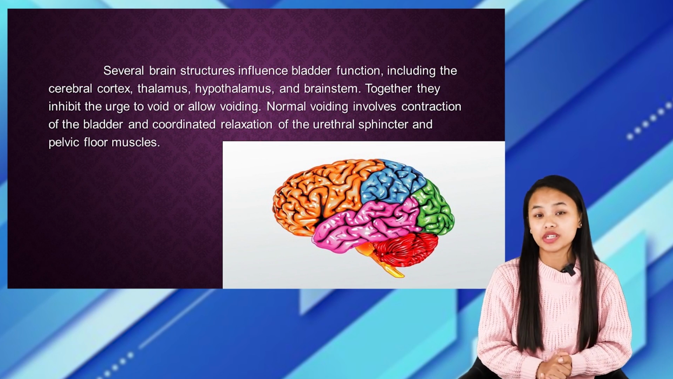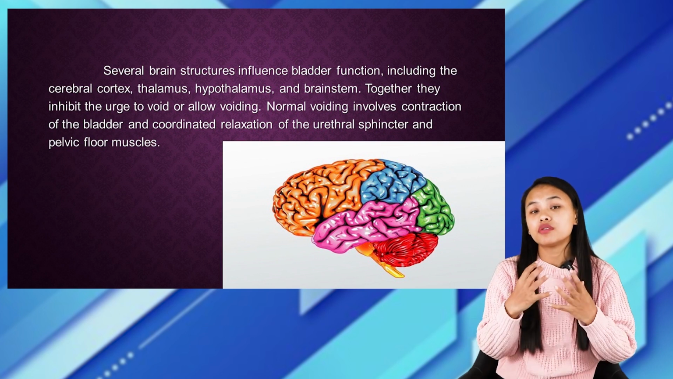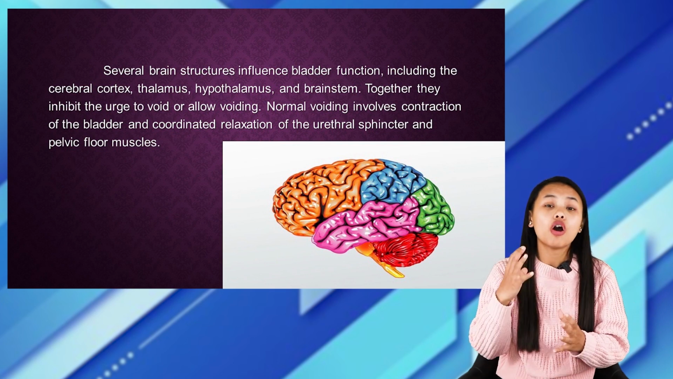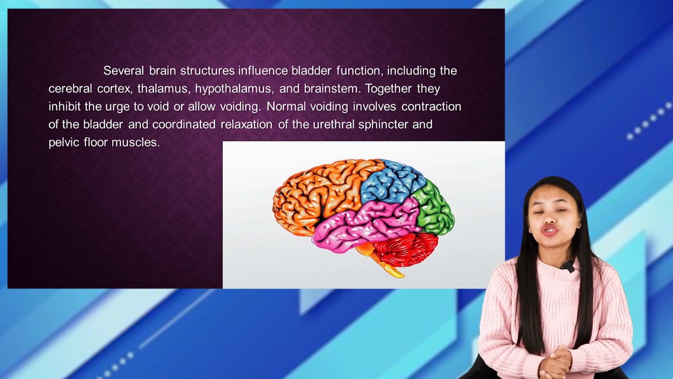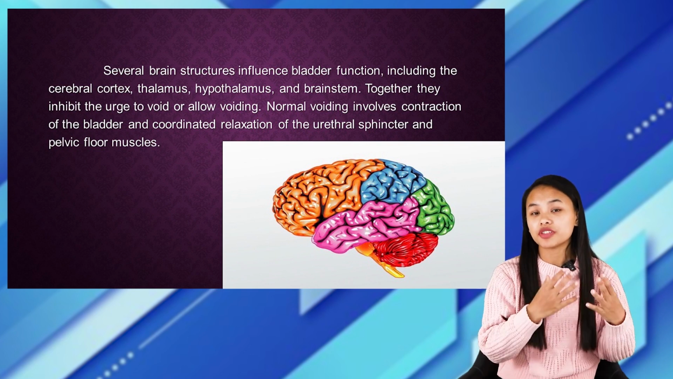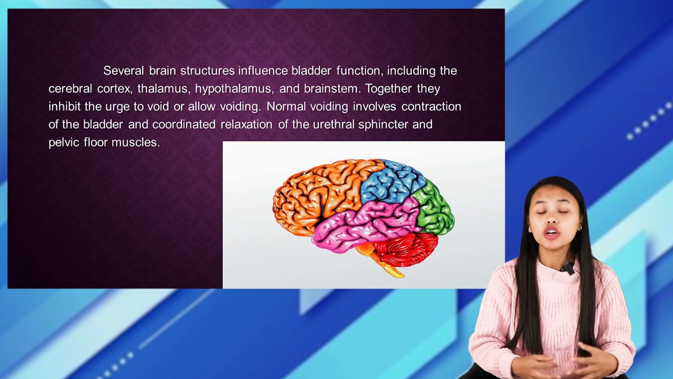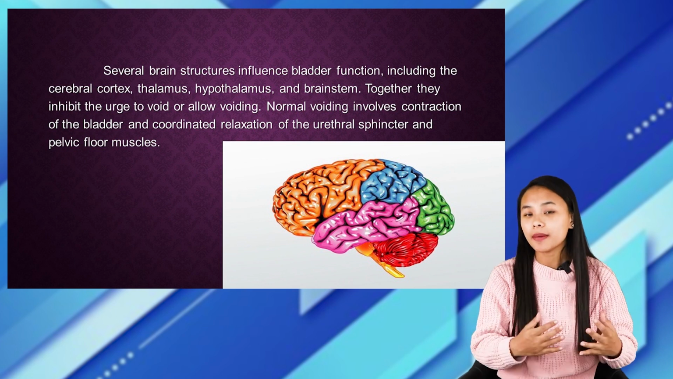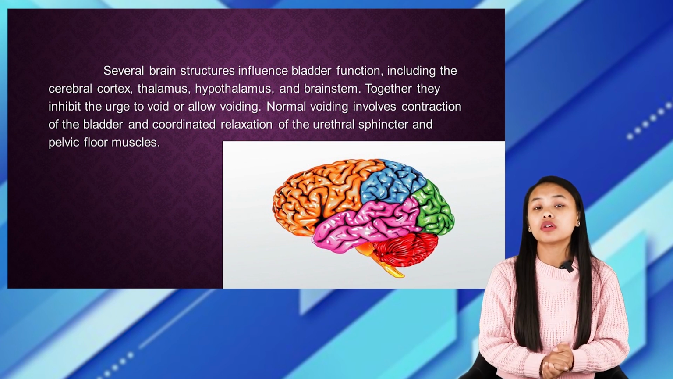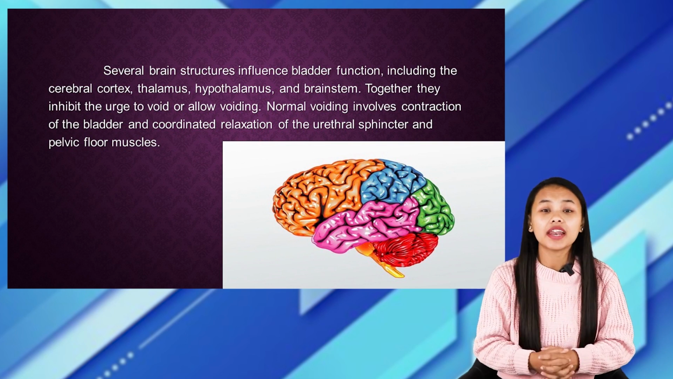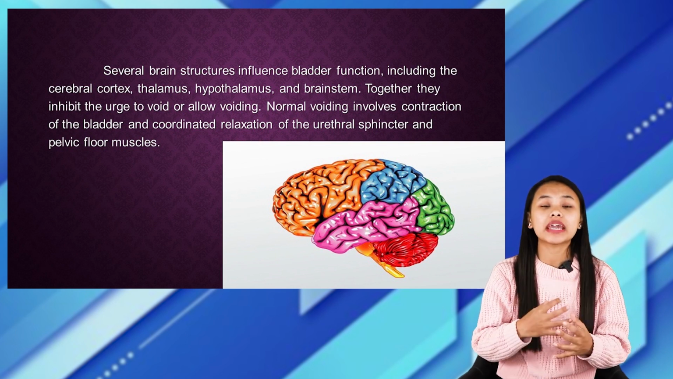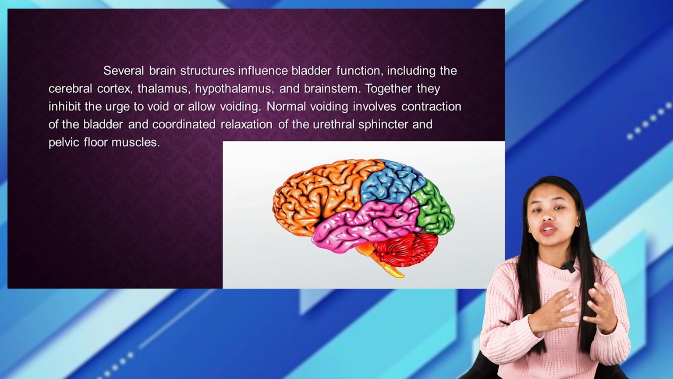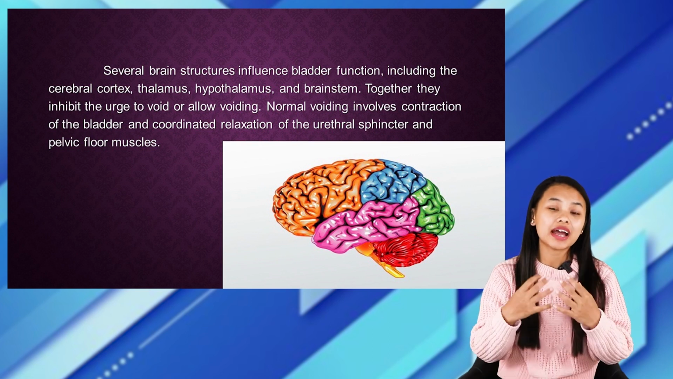So what I mean to say is that in order for urination to take place, there are several brain structures which have a direct influence on bladder function: the cerebral cortex, the hypothalamus, the thalamus, as well as the brain stem. They work together to inhibit the urge to void or to allow voiding to take place. And we know that normal voiding can only occur when there is contraction of the bladder as well as a coordinated relaxation of the urethral sphincters and the pelvic floor muscles.